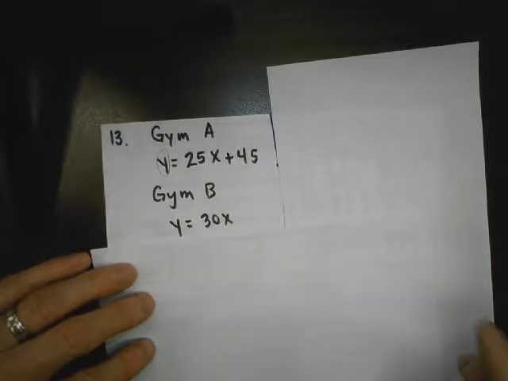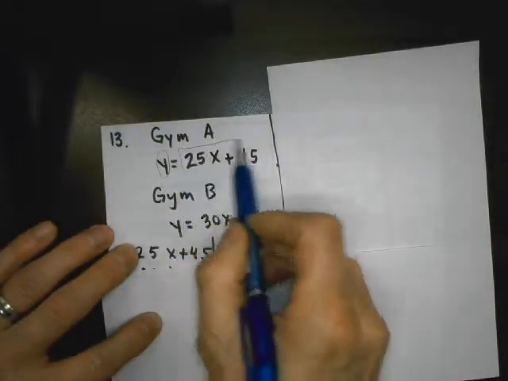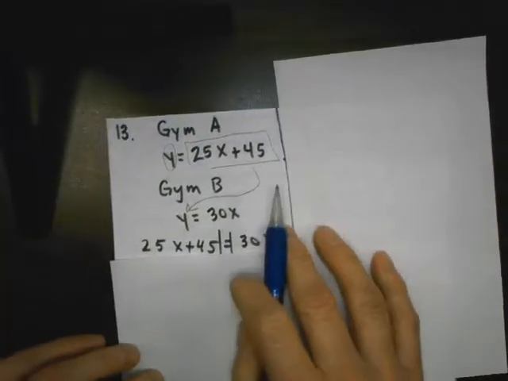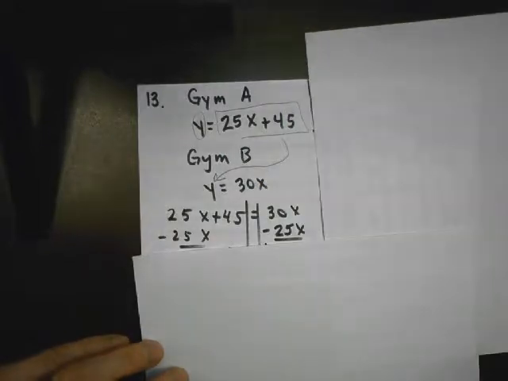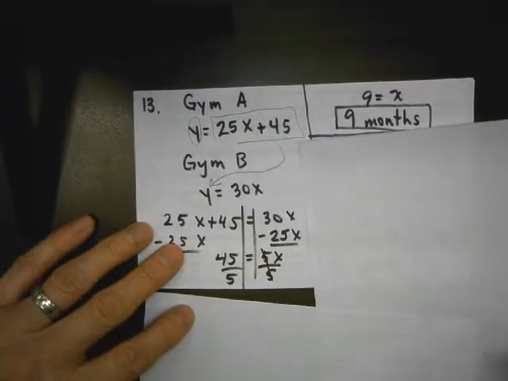When they're the same, I set them equal to each other. In other words, I'm solving the system. My y is isolated. I substitute this where the y goes. And there's no need to distribute. I get my variables on the same side and isolate the variable, and I get x equals 9. My answer is 9 months.